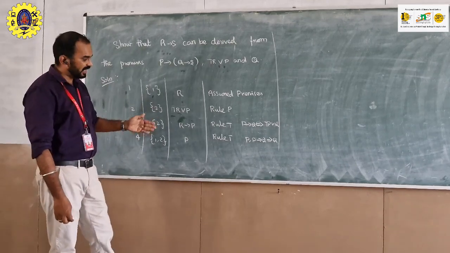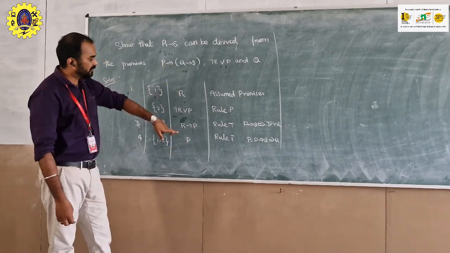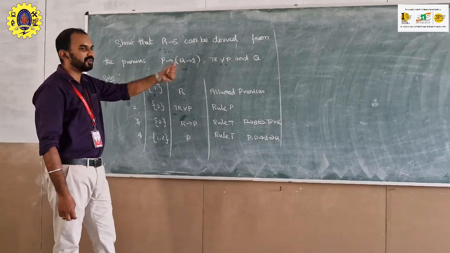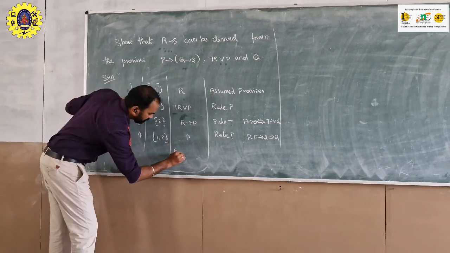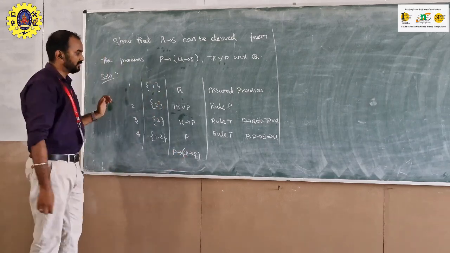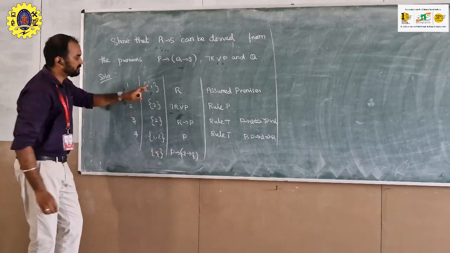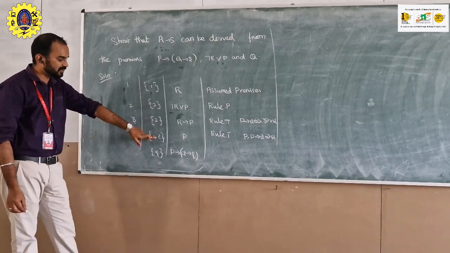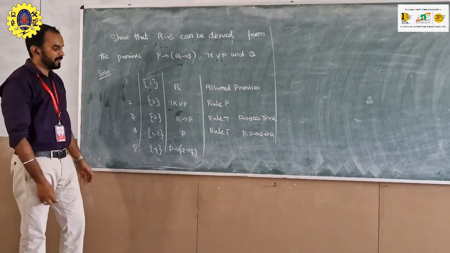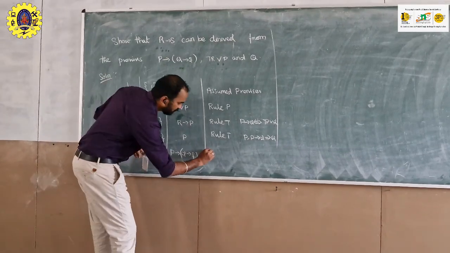Now I introduce another premise related to P. Here P then Q then S is related to P. So I introduce P then Q then S. This is our fifth premise. This is the first premise, second premise, third premise, fourth premise, and this is the fifth premise. This is step number 5. Here I introduce a premise from the given question, so rule P.